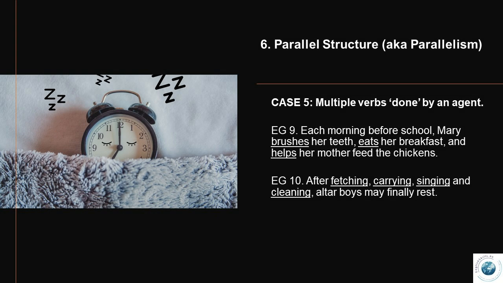Case 5. Multiple verbs done by an agent. Example 9. Each morning before school, Mary brushes her teeth, eats her breakfast, and helps her mother feed the chickens. Can you see where the list begins in this sentence? There are 3 verbs that are done by Mary: brushes, eats, and helps.